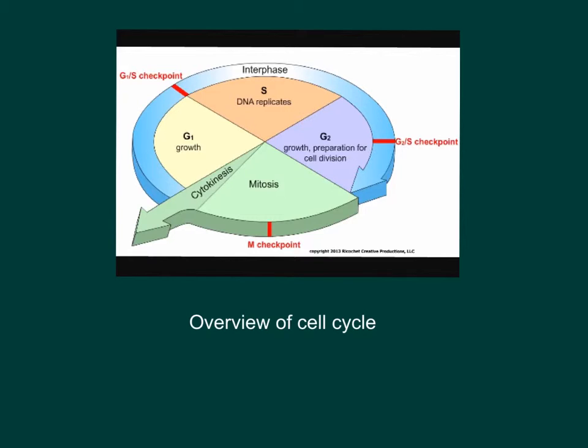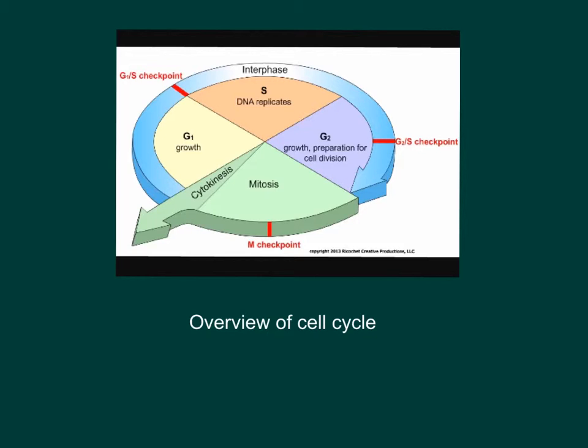G1, or the GAP1 phase, S, or synthesis, G2, or GAP2 phase, and the M phase, or mitosis. In the G1 phase, cells do most of their growing. During S phase, chromosomes are replicated and DNA synthesis occurs. During the G2 phase, many of the organelles and molecules are made for cell division. All of these three phases make up interphase.